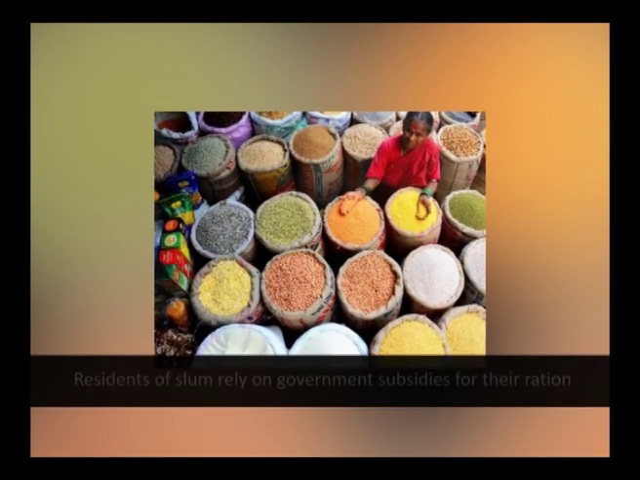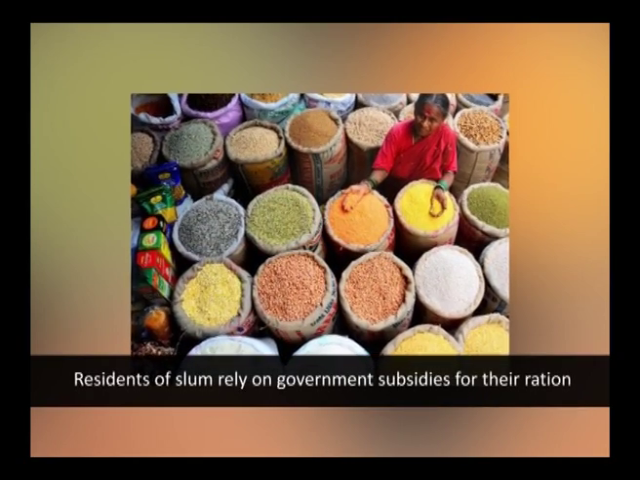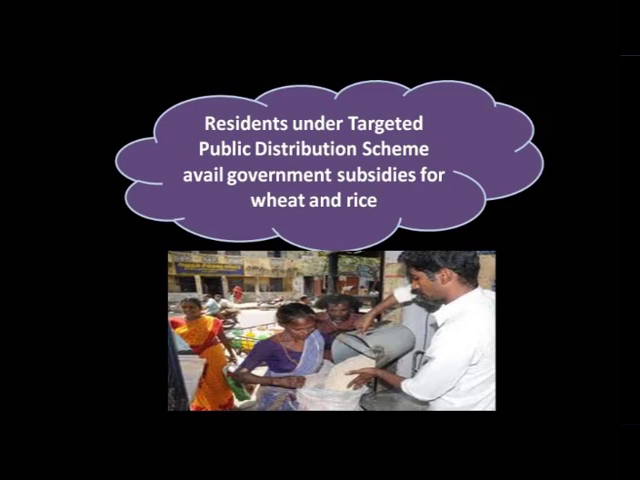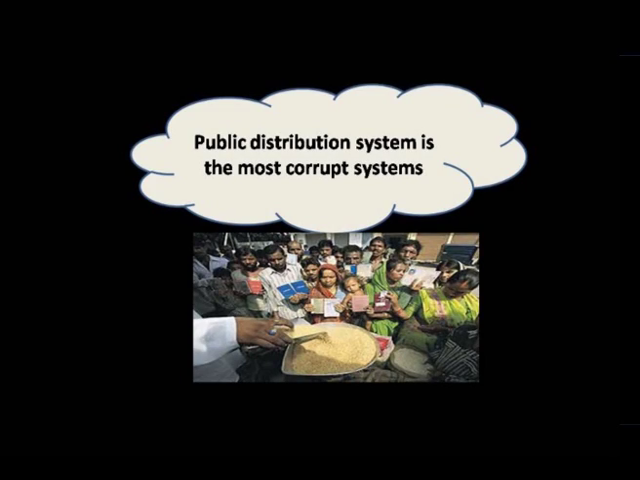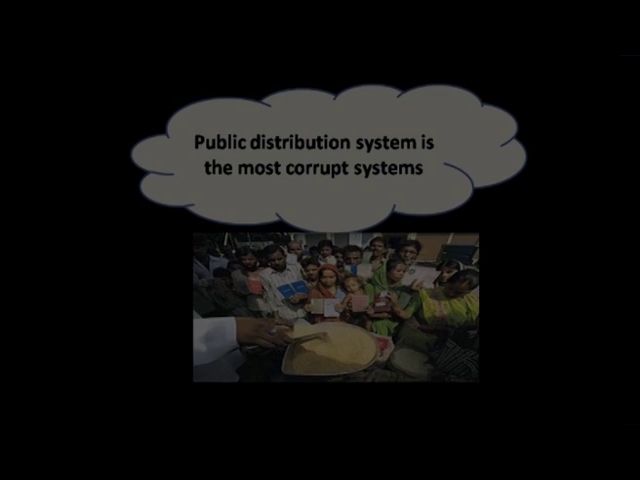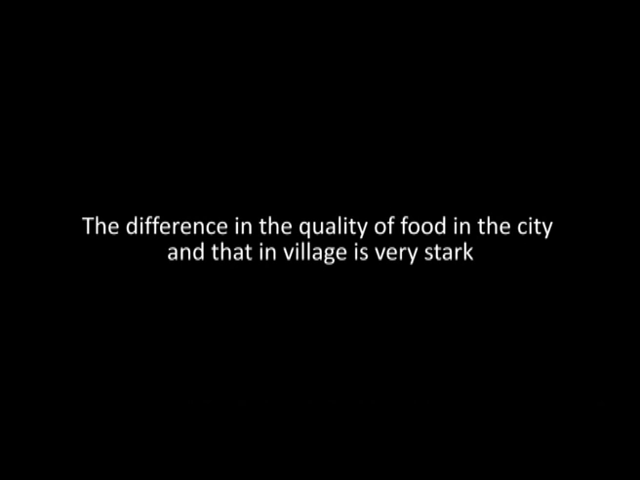Residents of slum clusters rely on government subsidies for their ration. These residents come under the Targeted Public Distribution Scheme, that is TPDS, and can avail government subsidies for wheat, rice and kerosene oil for cooking. However, the capital's public distribution system is one of the most mismanaged and corrupt systems in India. Moreover, the difference in the quality of food in the city and that in the village is very stark.